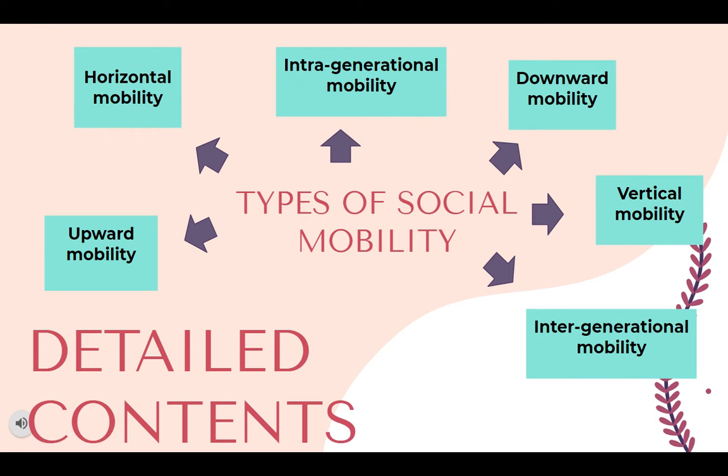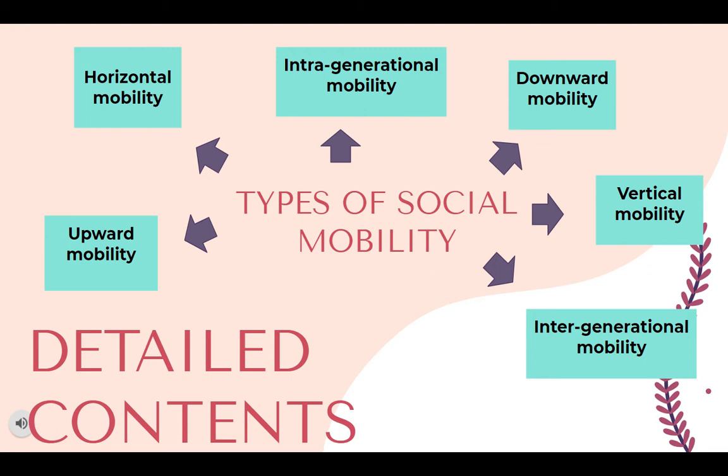The first one is horizontal mobility. This occurs when a person changes their occupation but their overall social standing remains unchanged. The second type is vertical mobility. This refers to a change in the occupational, political, or religious status of a person that causes a change in their societal position. The third type is upward mobility. This is when a person moves from a lower position in society to a higher one. The fourth type is downward mobility. Downward mobility takes place when a person moves from a higher position in society to a lower one.